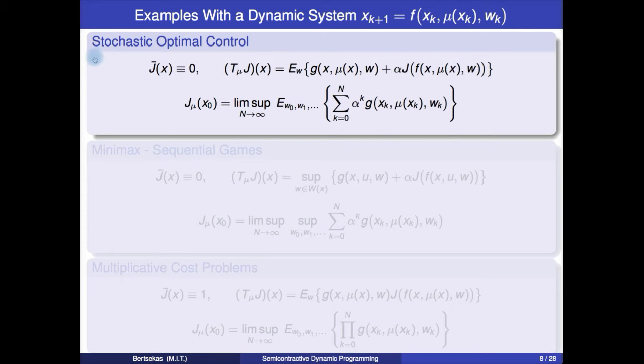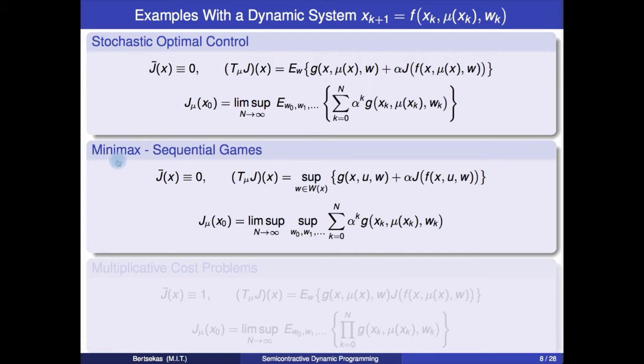Let us now consider some examples of abstract dynamic programming problems. The first example is the familiar stochastic optimal control problem, where we have a one-stage cost function g and a discrete time dynamic system whose equation evolves according to this function f. W is a random variable, and here we're taking the expected value with respect to W. This is the mapping T mu, and if we take J bar, the terminal function, to be identically 0, then the cost of a policy is defined by taking the n-stage costs, add them up, appropriately discounted, taking the expected value of that, and then taking lim sup as n goes to infinity.